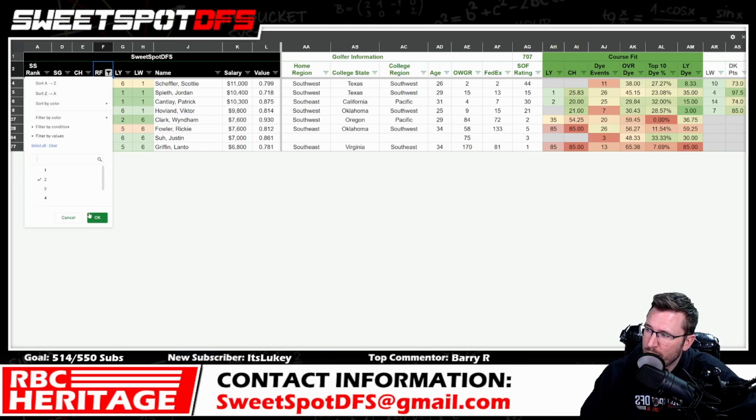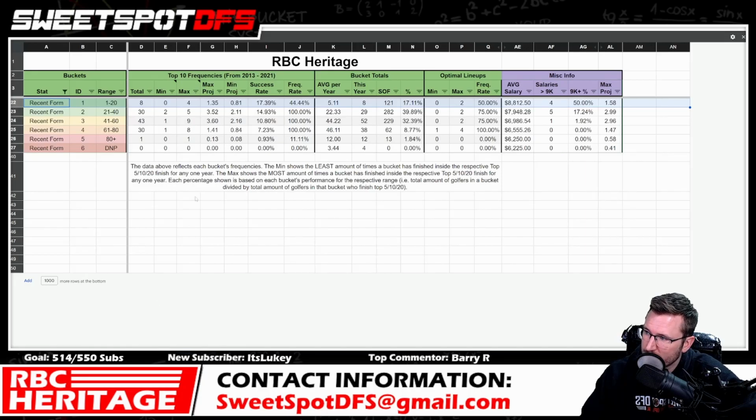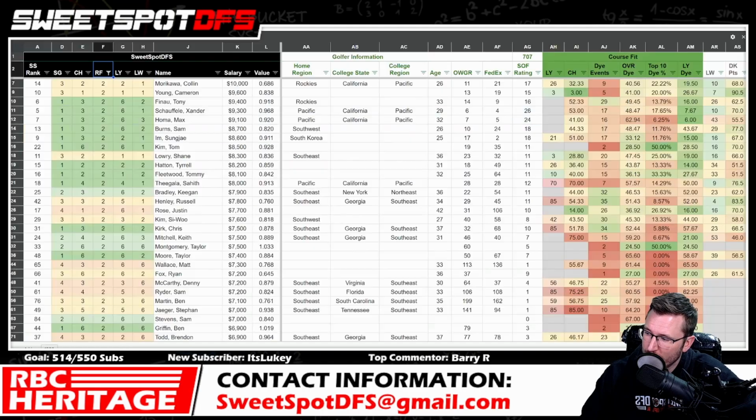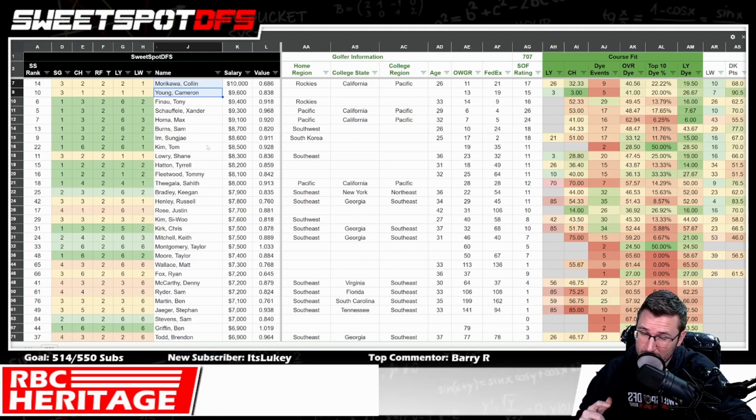Remember, the next 2 buckets are 1 to 4. We want 1 to 4 golfers from each of these buckets. So recent form 2 and recent form 3, we want 1 to 4. In recent form 2 buckets, your top guy is Collin Morikawa, then it's Cam Young. So if you ever wanted to make that argument to play Cam Young, remember we were looking at the course history buckets and Cam Young and Patrick Cantlay were in the same bucket. And it's like, well, which one would you rather have? Maybe it's Patrick Cantlay there.